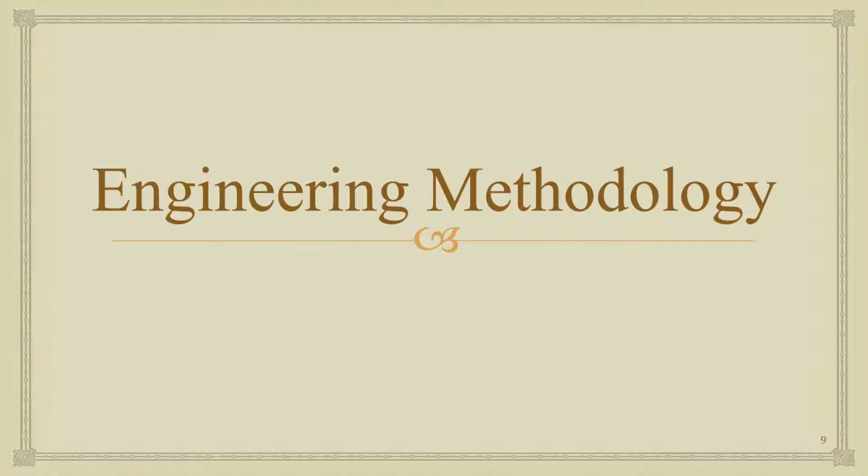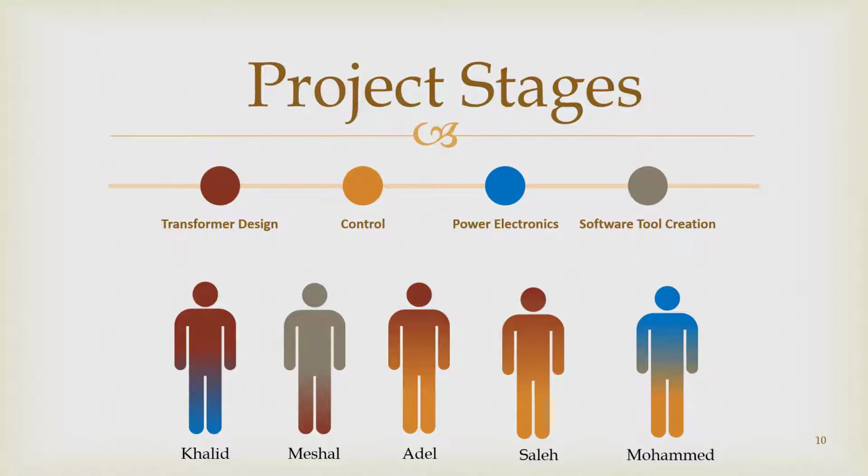Here I will talk about the engineering methodology and tools that were used to accomplish our project. First of all, our project has four stages: the transformer design, controls, power electronics, and the creation of software tools. And these stages are distributed among team members as shown in the figure.